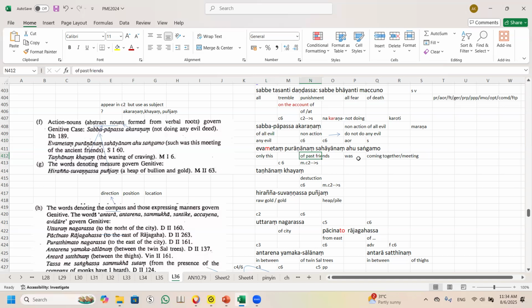So the word ahu is an aorist. Ahu, because the root is hu. Hu plus ti becomes hoti. This is present tense. Plus a in front, this one never changes, it becomes past tense: was. The word sangamo, this is a subject.